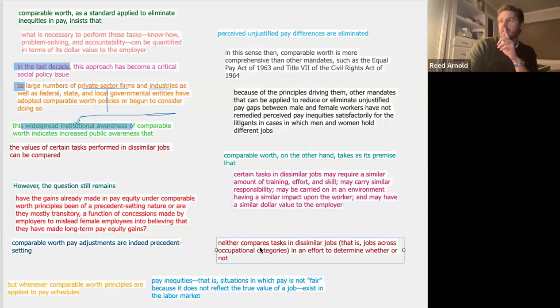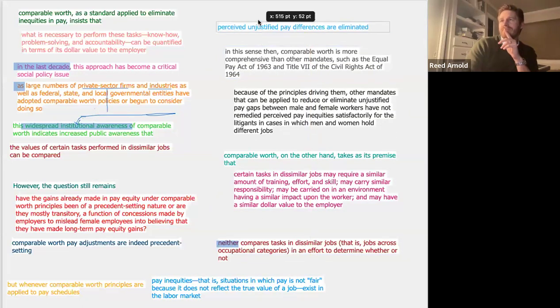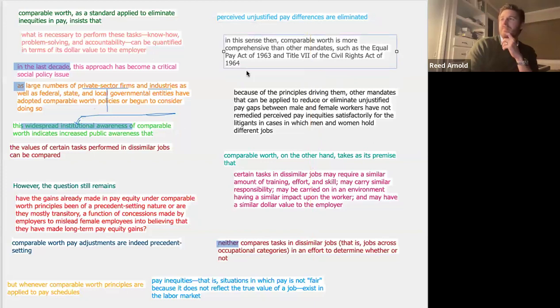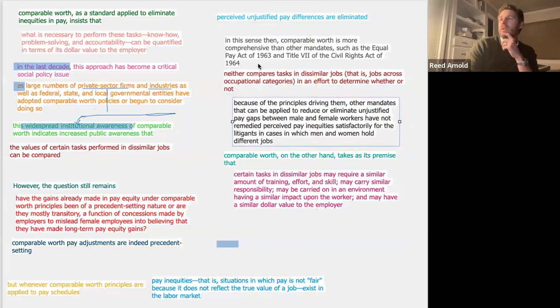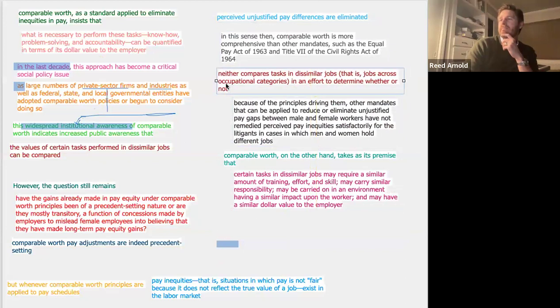Neither compares tasks in dissimilar jobs. What neither? I'm still confused by that neither. I don't have a sense what that neither is. Neither compares tasks in dissimilar jobs. It's got to be, I guess, Title VII and the Equal Pay Act. Those are the only two things that could fit with the neither, the things that don't compare tasks in dissimilar jobs. It's got to be the Equal Pay Act and Title VII of the Civil Rights Act.